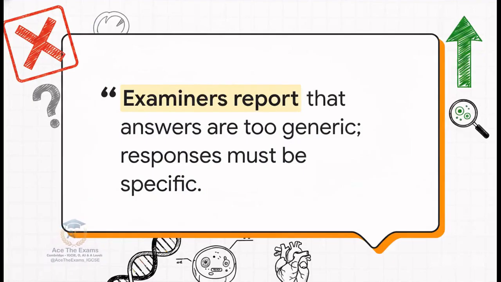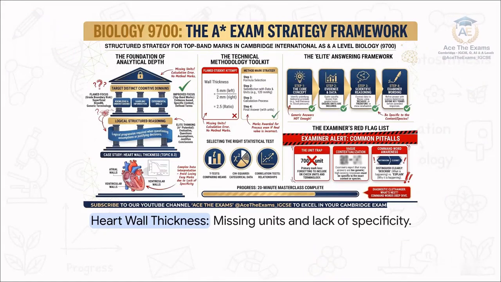And that brings us to a huge examiner red flag: vague contextualization. Examiners constantly report that student answers are just way too generic. If you want to hit those highest grade boundaries, your responses must be tailored specifically to the exact context, the specific data, or the exact species provided in the exam paper. No exceptions. Let's look at a heart wall thickness case study.